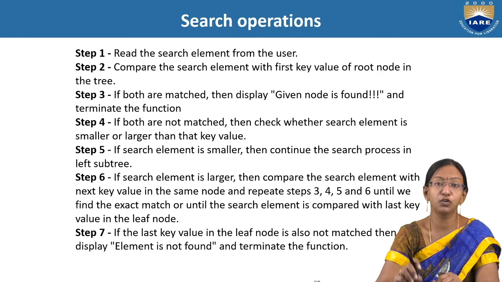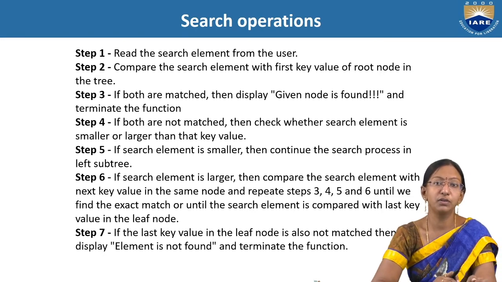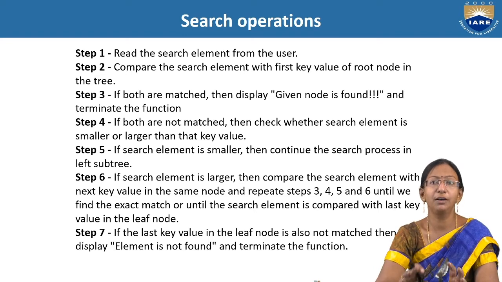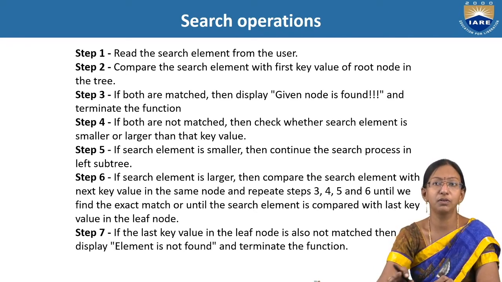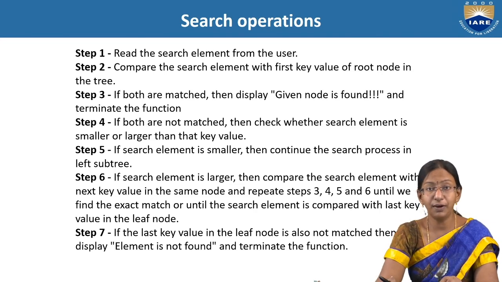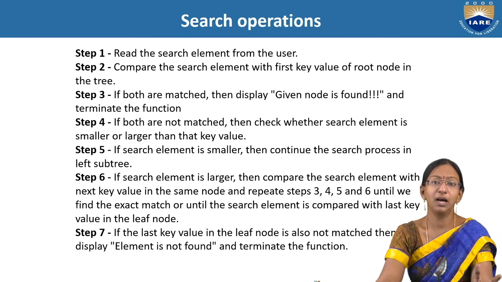If the search element is smaller, then continue the same process with the left subtree. If the search element is larger, continue the same process with the right subtree, left or right. Repeat the same process from step 2 to step 6, unless you reach the leaf nodes. Once you reach the leaf nodes and you still didn't find the element, then simply you can say that the search element is not found and return. Or else, in between you will find your search element. This is a simple search algorithm.